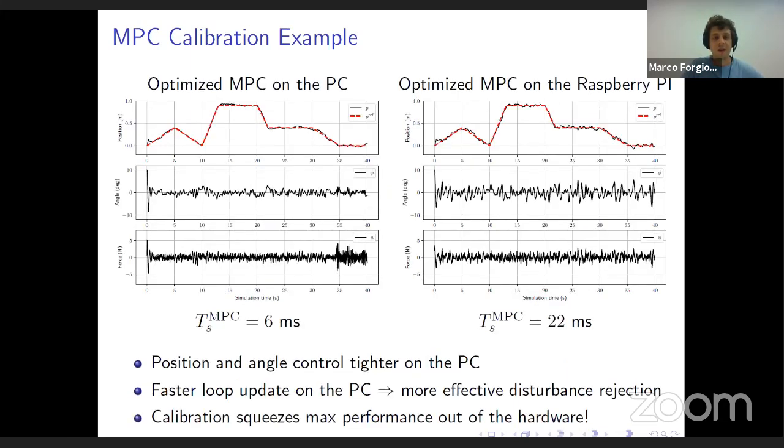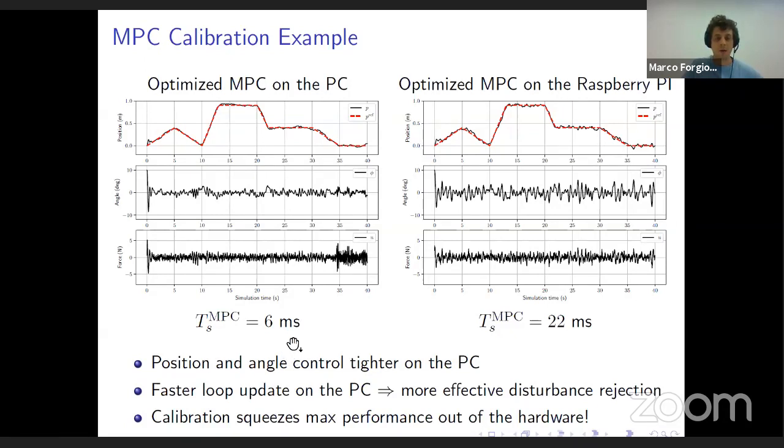And this is reflected in the results. On the left, we have the results for the PC, and on the right for the Raspberry Pi: position, angle, and force. We see that the position tracking is smoother on the PC than on the Raspberry Pi, and the angle moves in a smaller range on the PC than on the Pi.